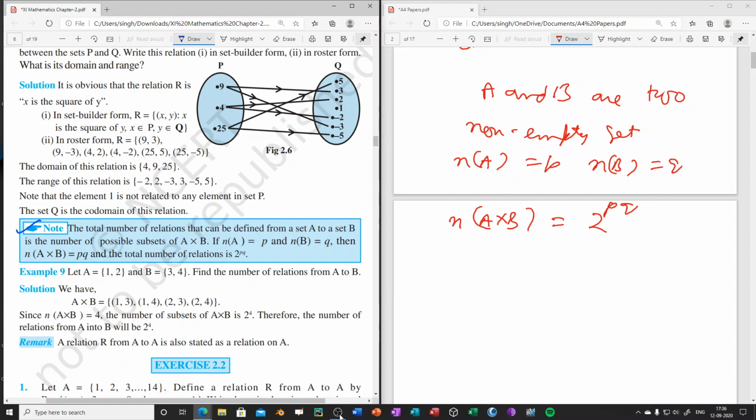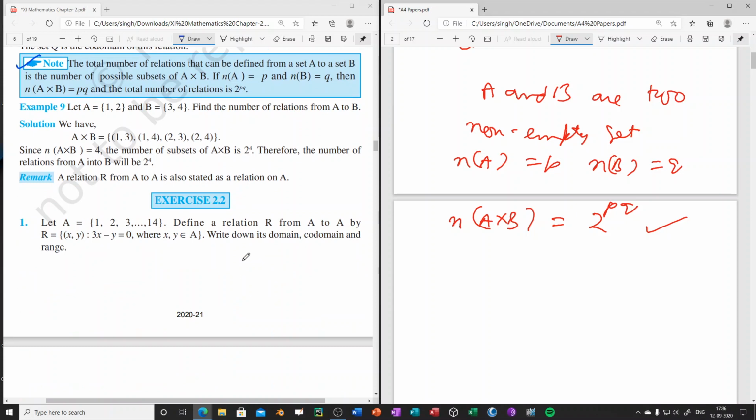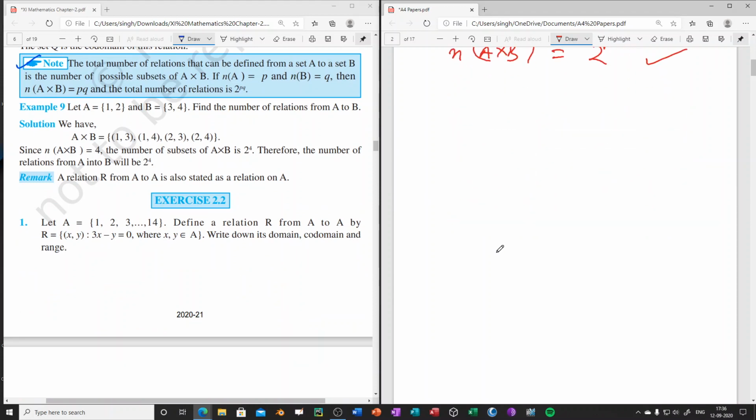2 raised to PQ. So now let us go to exercise 2.2. It's a very simple one, not difficult at all. So we'll be doing exercise 2.2, question number 1.